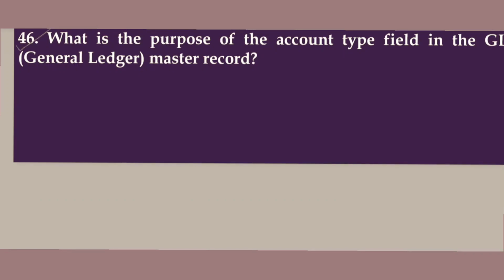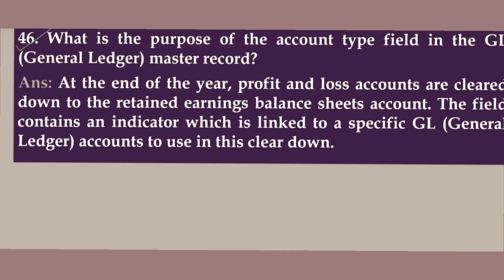What is the purpose of the account type field in the GL general ledger master record? At the end of the year, profit and loss accounts are cleared down to the retained earnings balance sheet account. The field contains an indicator which is linked to a specific GL account to use in this clear down.